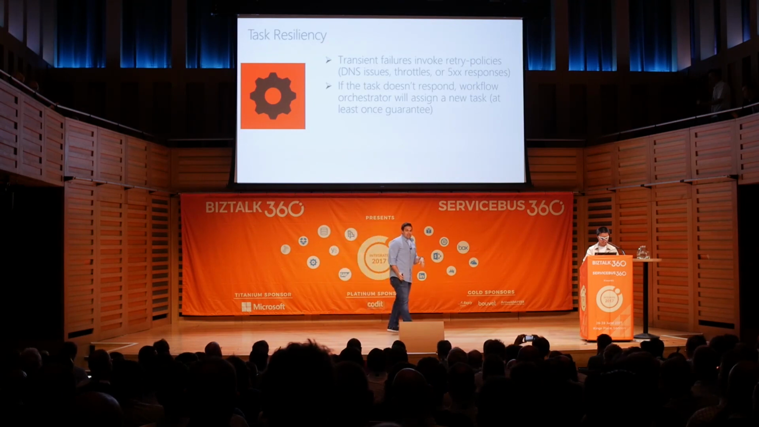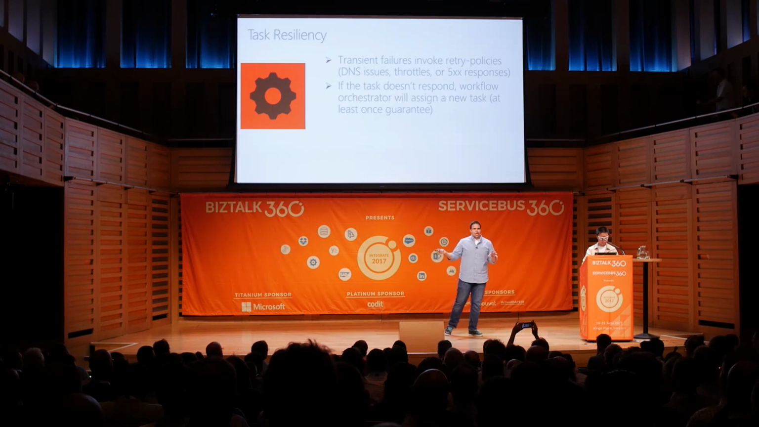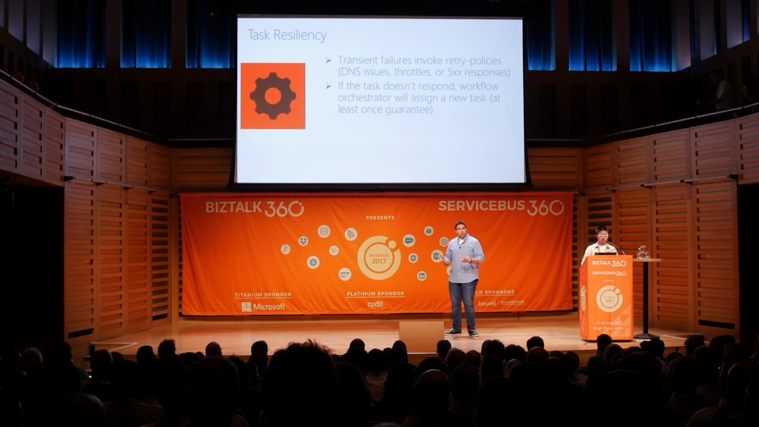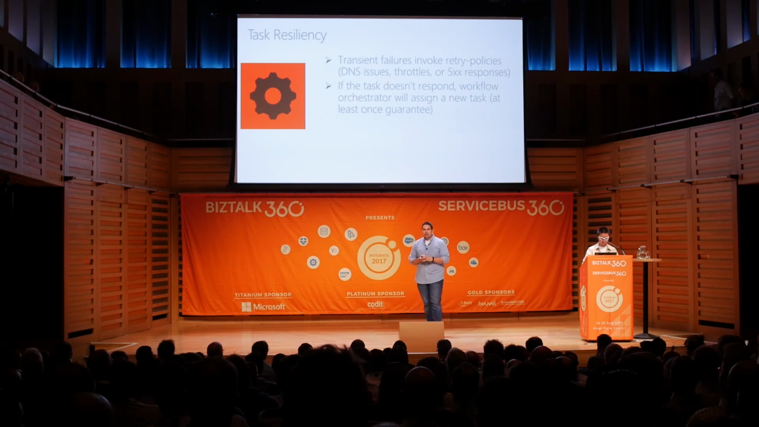So what happens in that case is the workflow orchestrator is going to say, hey, I assigned someone to go do this work ages ago. I haven't heard from him. He might have abandoned ship. So the workflow orchestrator will assign another worker to accomplish that. And that's why you get this at least once guarantee.